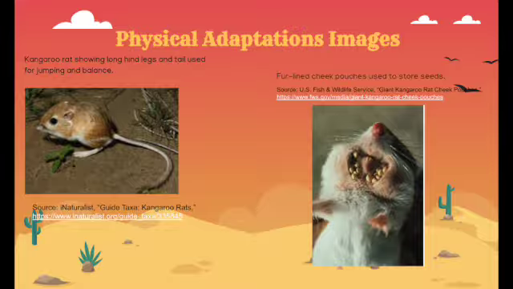The image on the right shows fur-lined cheek pouches filled with seeds. These cheek pouches are important because they allow food storage without moisture loss from saliva. Together, these adaptations improve survival by helping the kangaroo rat move efficiently, avoid predators, and conserve water.